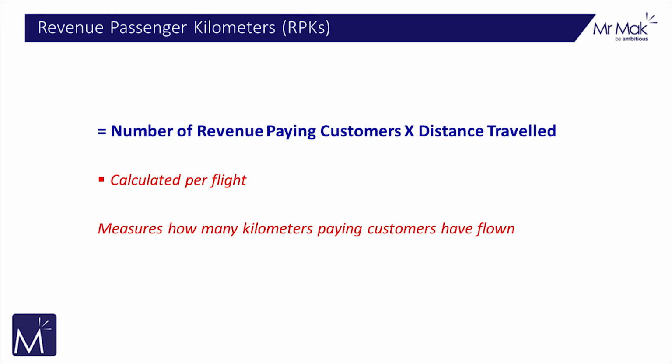The second ratio that's absolutely critical is the revenue passenger kilometers. Now, the revenue passenger kilometers, sometimes referred to as RPKs, is a measure of traffic for an airline flight calculated by multiplying the number of revenue-paying passengers aboard the aircraft by the distance traveled. So, how many kilometers have they actually flown customers by? The higher the kilometers per passenger, the better again, all things remaining constant.